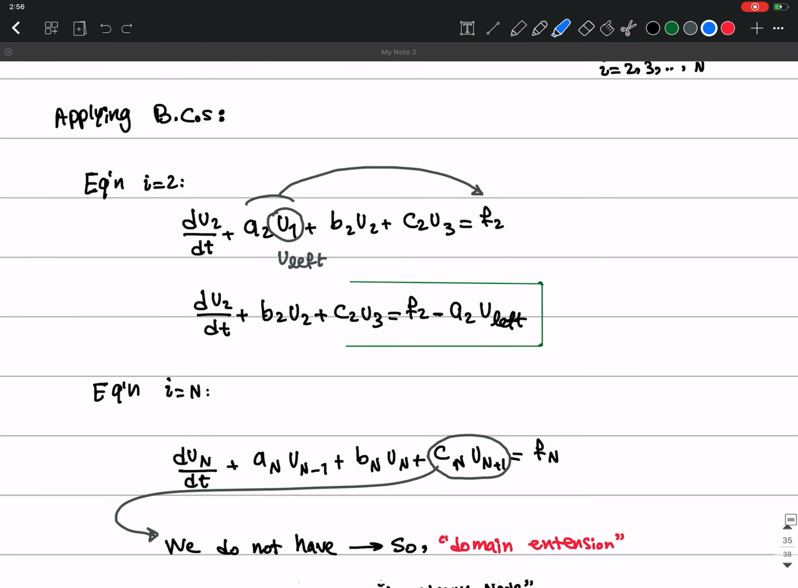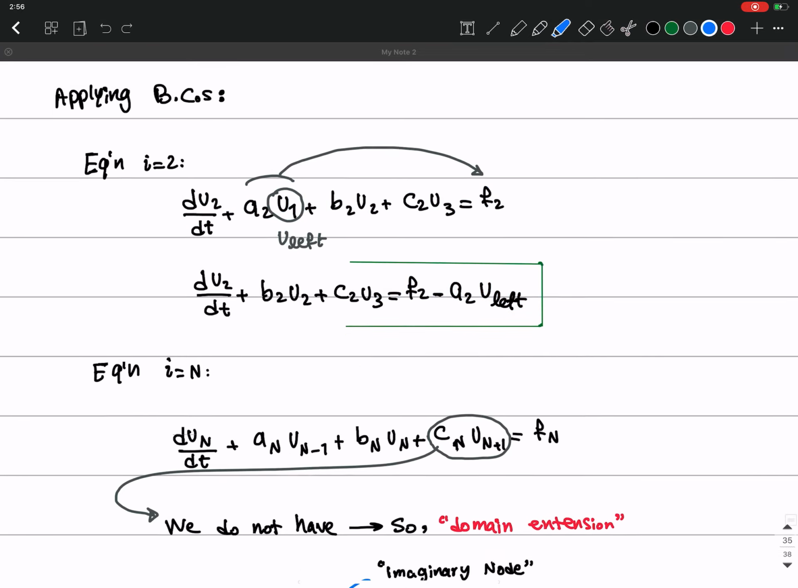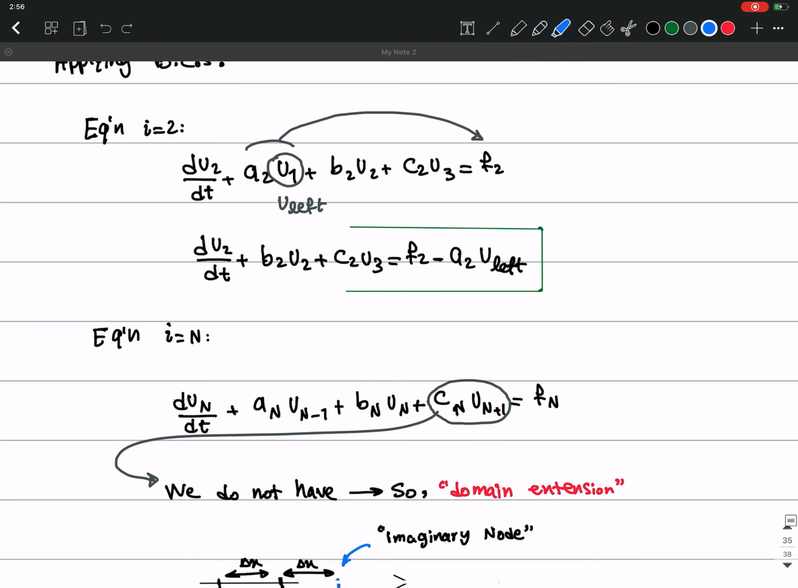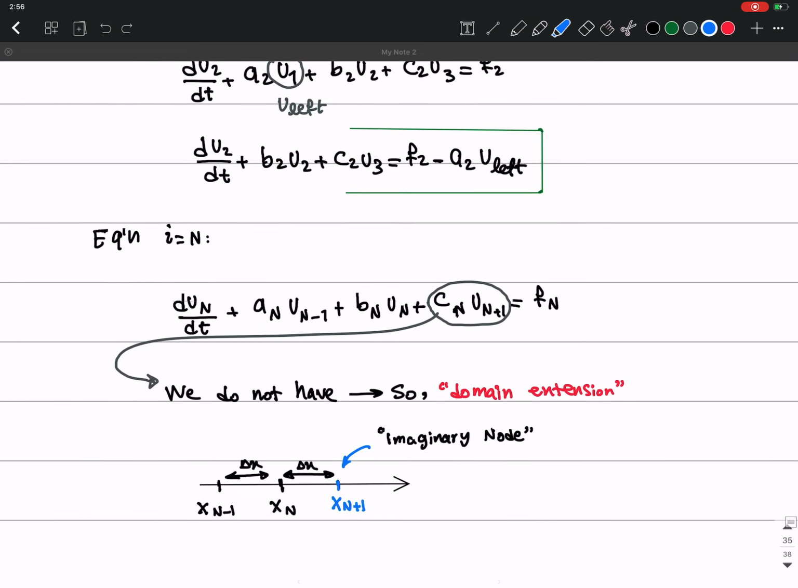And then we had to apply the boundary conditions, because we are doing space first. So for space we need boundary conditions. For equation i equals 2, which was the left boundary condition, we found u_1 is set to u_left, so we can just put it on the right hand side as a forcing term, as a known, because we know u_left and we know a_2. These are known, so we put them on the right hand side, and the unknowns stay on the left hand side.